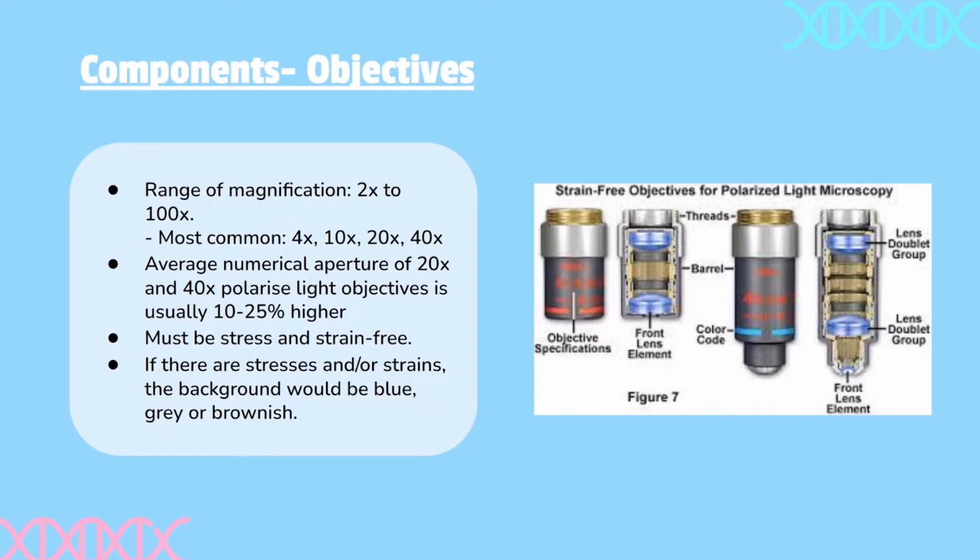Any stress in these optical components will result in a significant degree of anisotropic character called internal birefringence. This will affect the specimen and its observation, and can frequently cause the interpretation of images to be extremely difficult. If there are stresses or strain in the optical system, the background would appear to be blue, gray, or brownish when observing the specimen. A system with no stress or strain will appear as just black.